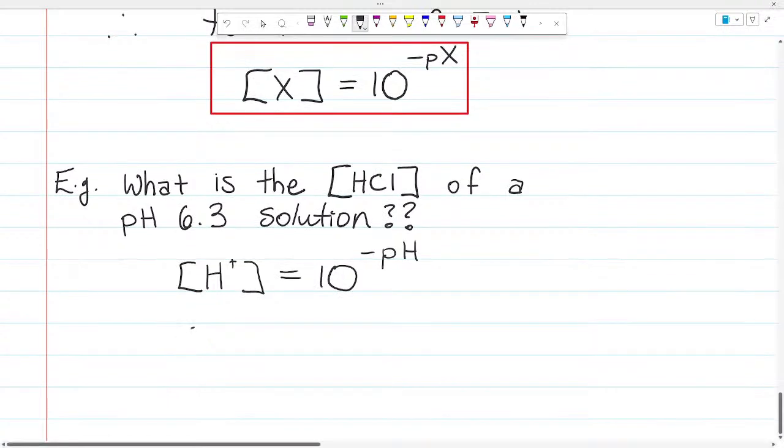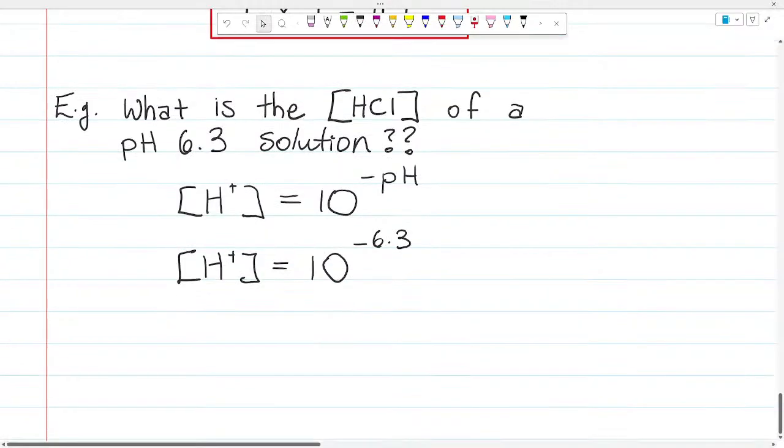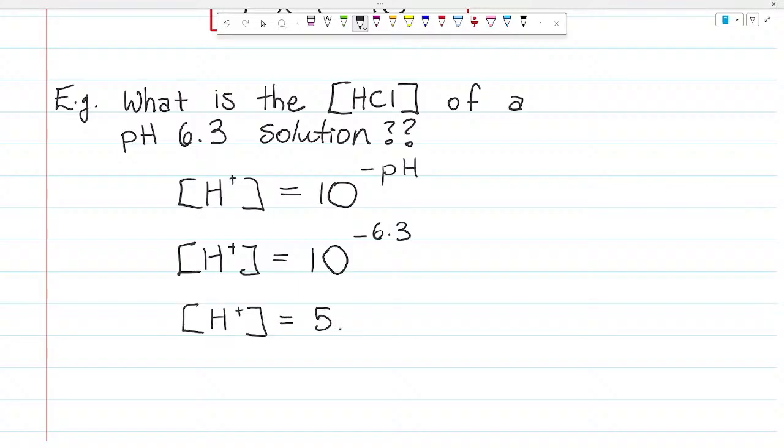Very good. So in this case, if we want to know how much H plus we have, that's just 10 to the exponent negative 6.3. Very good. The 3 of it is low, so we should be in the 5 range. I'm going to do that in scientific notation if that's okay with everybody. That should be 5 point what? 5.0, and that should be times 10 to the negative.